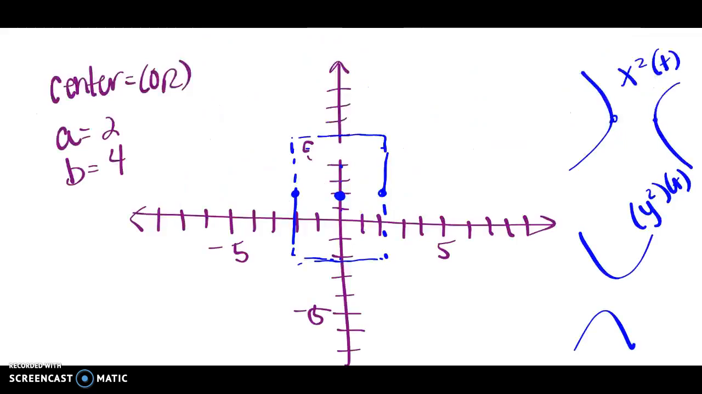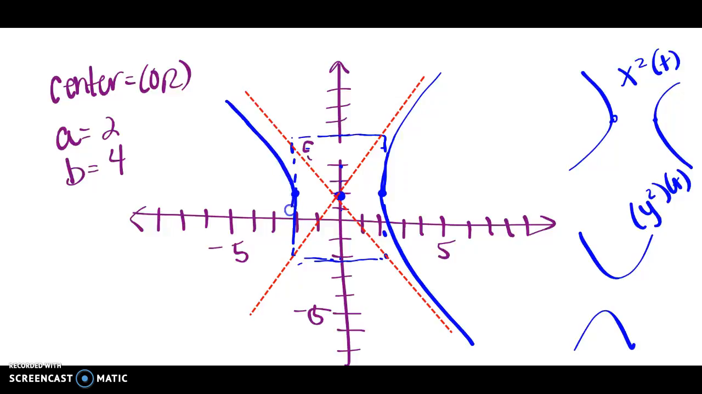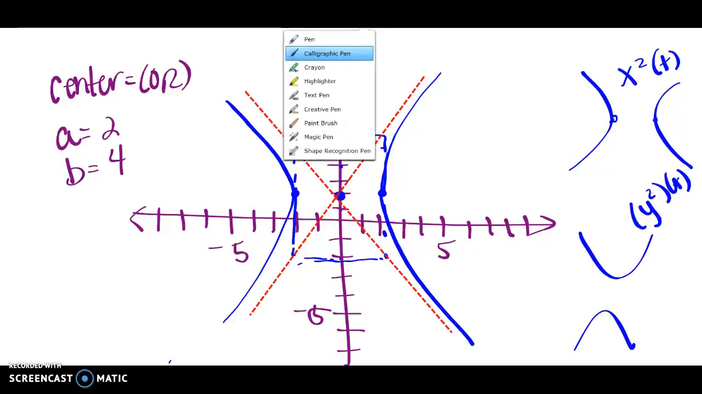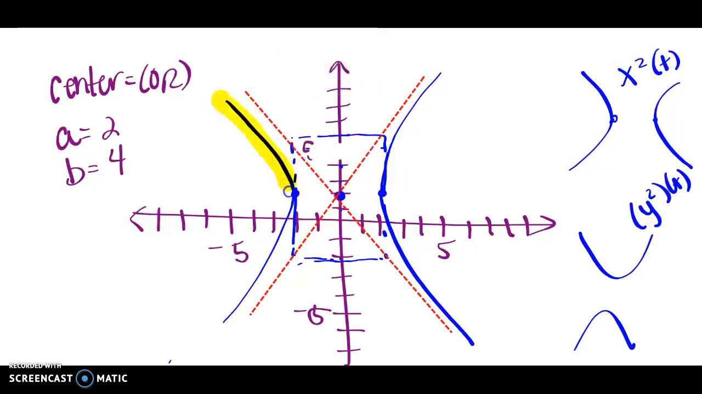Alright, so then you are going to draw dotted lines through those corners of your rectangle, and your hyperbola follows those dotted lines like so. So about like that. So the hyperbola is actually just these blue lines. Maybe I should highlight. That is the hyperbola right there, those two lines.